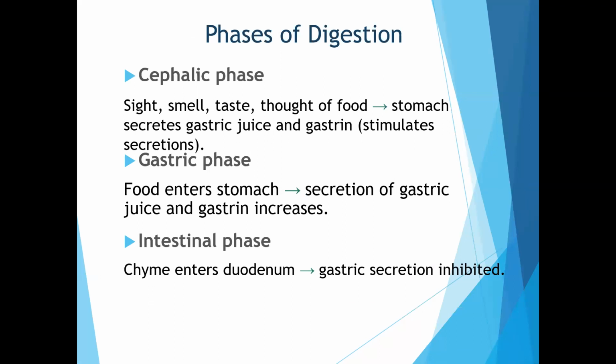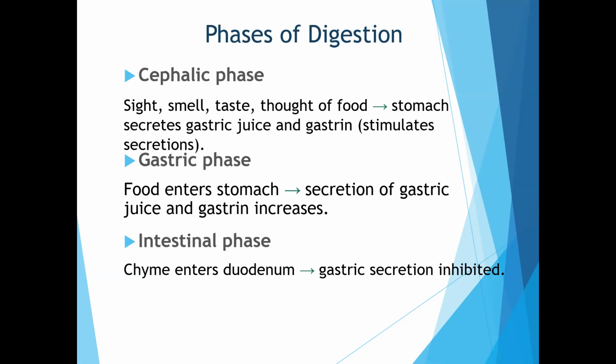Okay, digestion is broken down into a few different phases. We have the cephalic phase. Think cephalic is the head. So we have sight, smell, taste, and even the thought of food. Even thinking about food will stimulate our stomach to secrete gastric juice and gastrin, kind of start or prepare the digestive process. You think about food, your mouth is watering. That's the cephalic phase. Our digestive system gets started just because we're thinking about the process of eating.